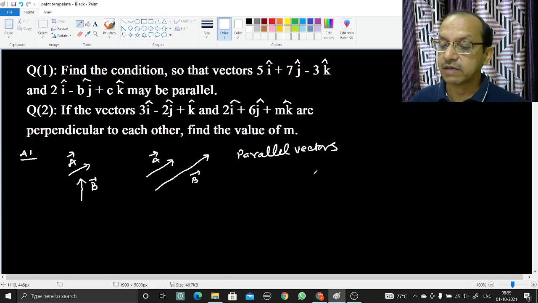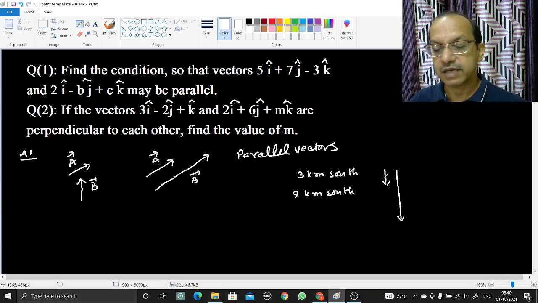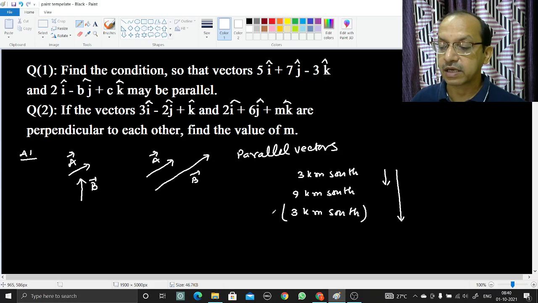For example, if I say 3 kilometer south, and if I say 9 kilometer south, it will have the same direction but different magnitude. So the direction is the same, but the magnitude is different. This 9 kilometer south can be obtained by multiplying 3 kilometer south by a constant quantity or a scalar, 3.